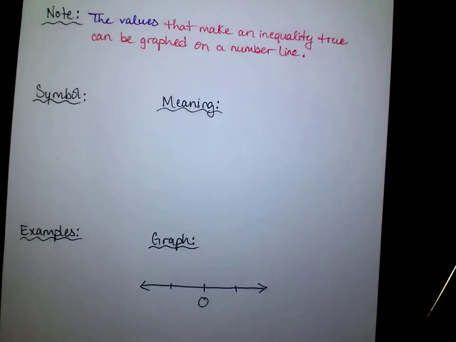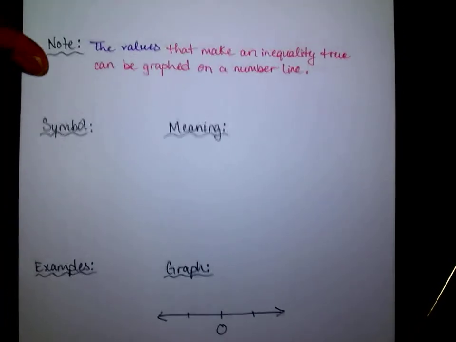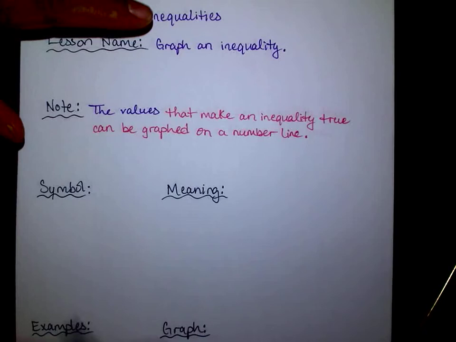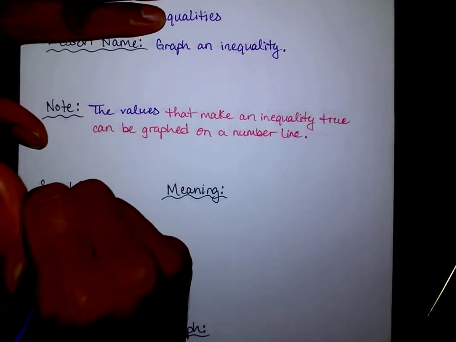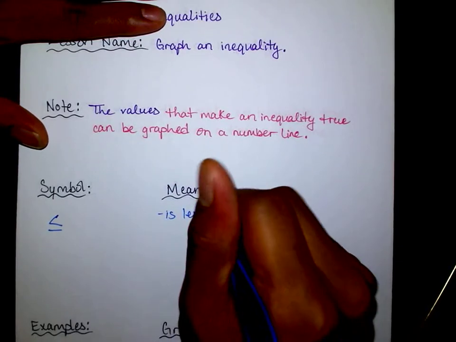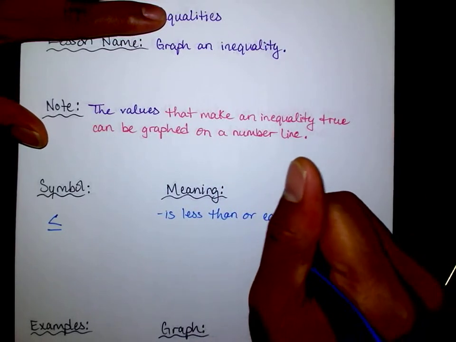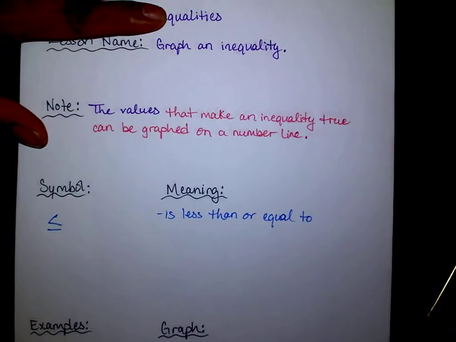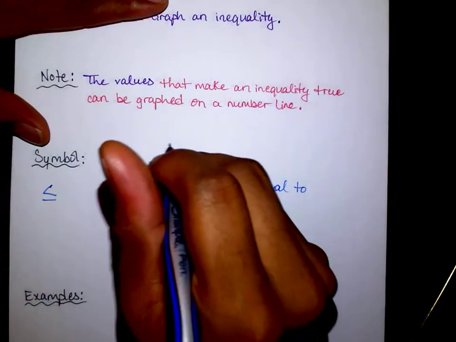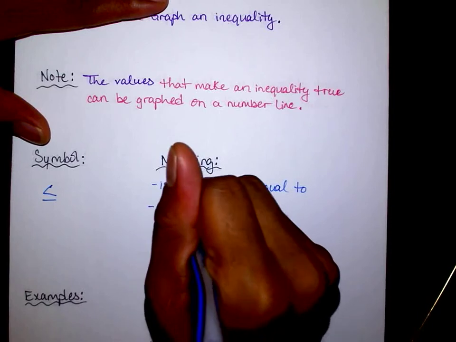Alright, the next symbol that we're going to discuss, oops, get that together. The next symbol is going to be less than or equal to. Less than or equal to. This one is going to be a closed circle.